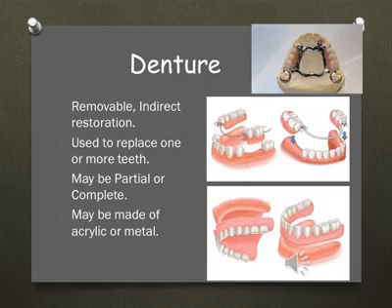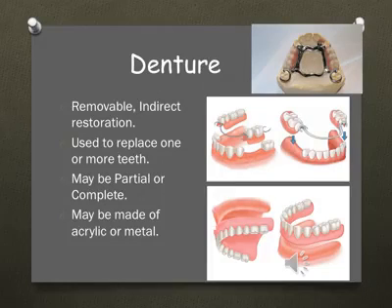A denture is a removable indirect restoration whose main function is to replace one or more missing teeth. A denture can be classified as a partial denture or a complete denture, or full denture. In the case of a partial denture, a patient has one or more natural teeth inside the oral cavity, whereas in the case of a complete denture, both the arches are completely edentulous and the patient has not a single natural tooth inside the oral cavity.